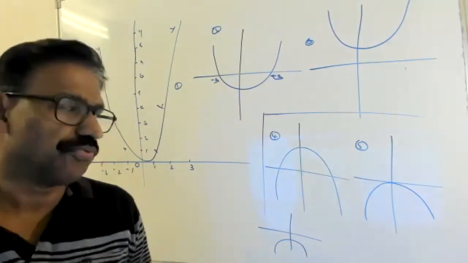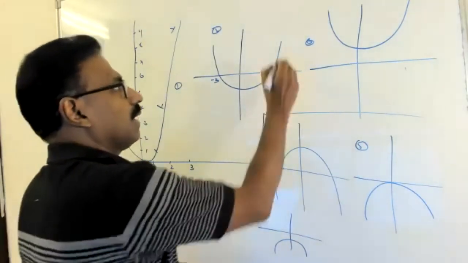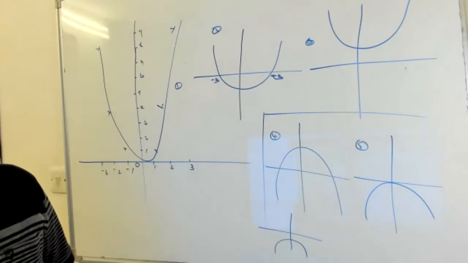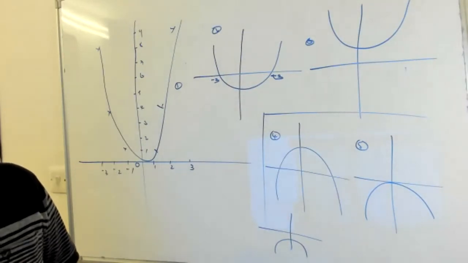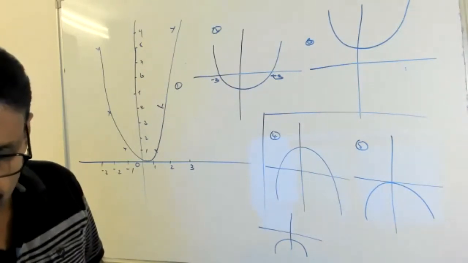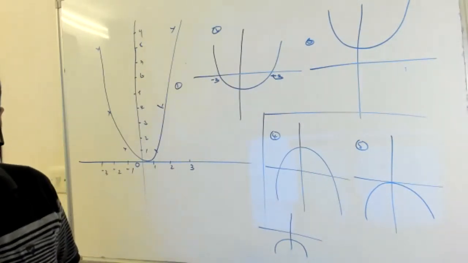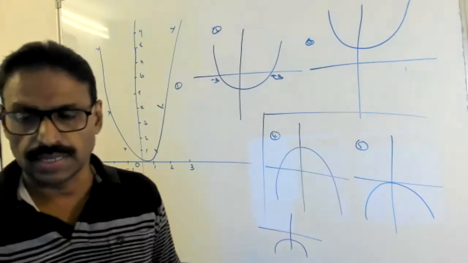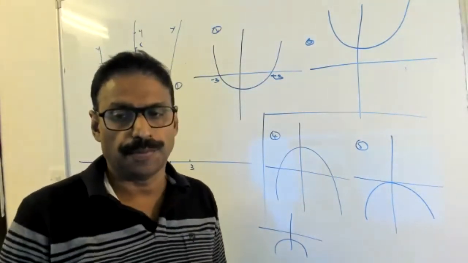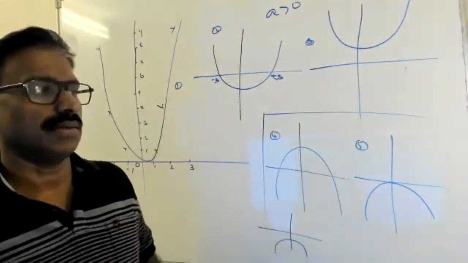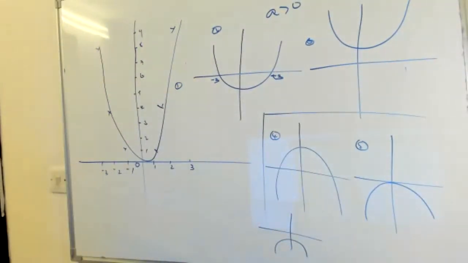Then if a less than 0, the parabola opens down. If a greater than 0, the parabola opens up.